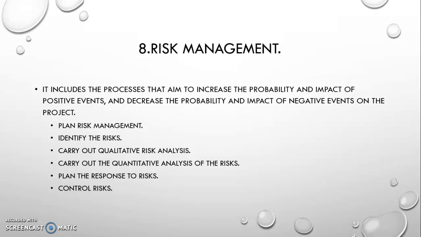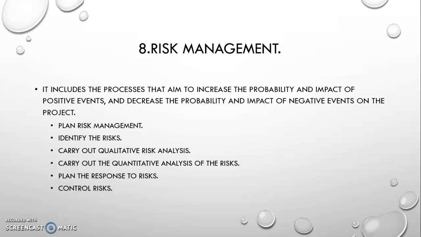Identify the risks. This process consists in determining the risks that can affect a project and documenting their characteristics. Carry out qualitative risk analysis. This is the process of prioritizing the risks for subsequent analysis or action, evaluating and communicating the probability of occurrence and impact of these risks. For this, we can use a probability and impact matrix to assess the influence of risks.